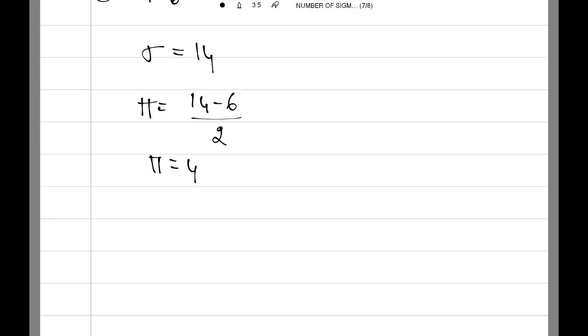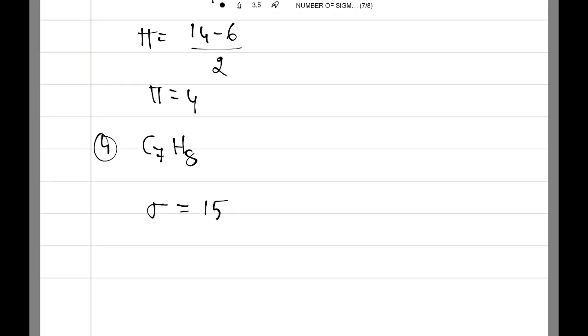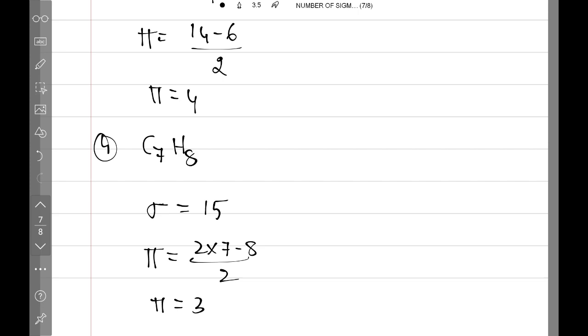Next one, I am taking toluene. What is the toluene formula? C7H8. This is the toluene formula. If you count the number of sigma and pi bonds, the number of sigma bonds is equal to 7 plus 8, which is 15. Number of pi bonds is equal to (2 into 7 minus 8) by 2. That means the number of pi bonds is equal to 3. So this is the case for monocyclic compounds.